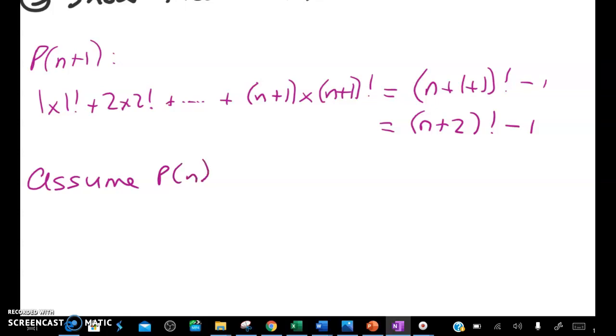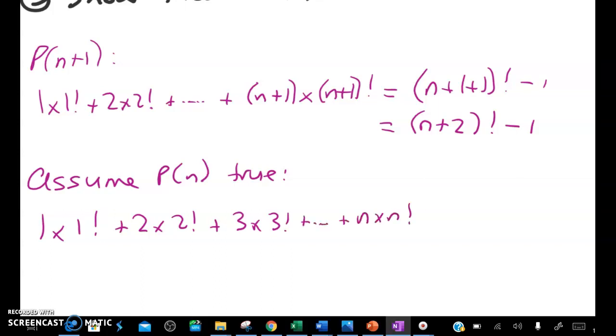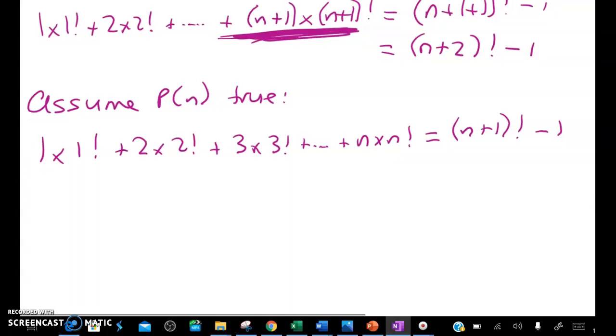So we assume that P(n) is true. Let's write out what that means again. This equation here is my starting point. So let's think about what we have to do to get from here to this left-hand side. Well, we have to add in one more term. And if we're adding it in on one side, we must add it in on the other side. That's just year 9 algebra.